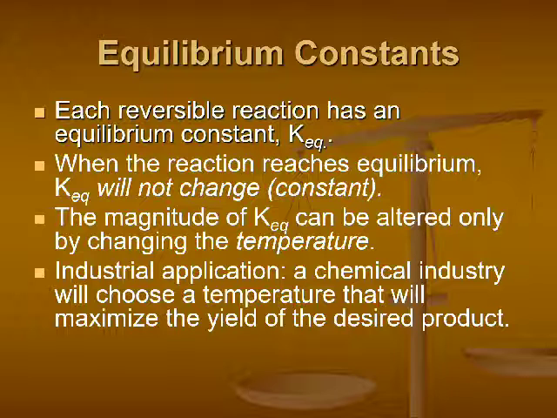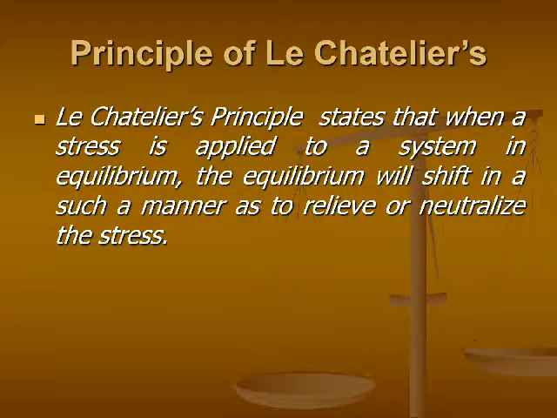The magnitude of the equilibrium constant can be altered only by changing the temperature, and thus the equilibrium constant is temperature dependent, and it is necessary to specify the temperature for each equilibrium constant. An example of that is the industrial application, where the chemical industry will choose a temperature that will maximize the yield of the desired product. So let's proceed to the principle of Le Chatelier.